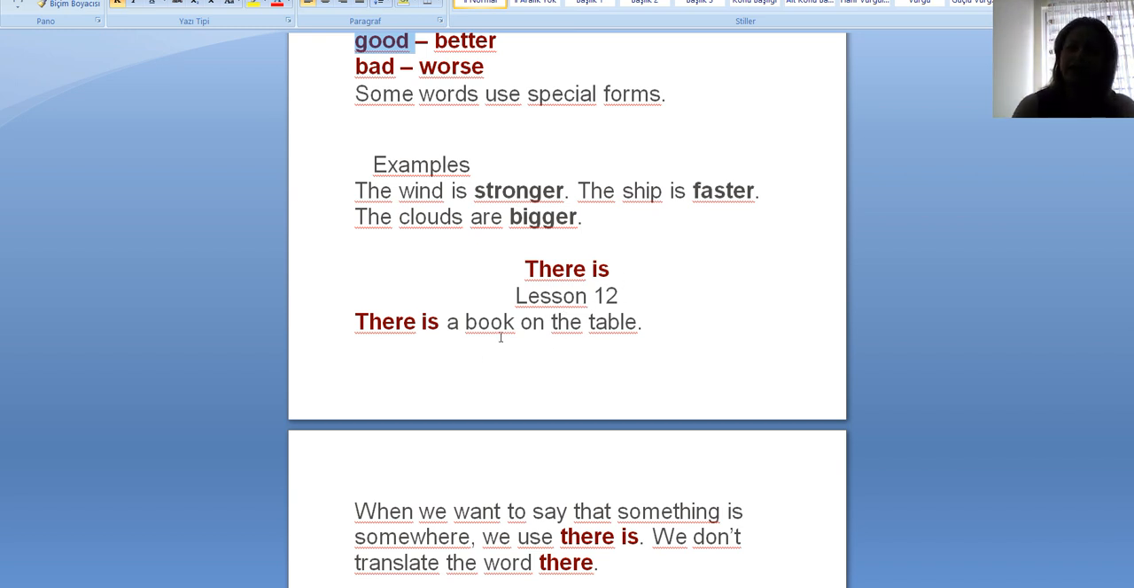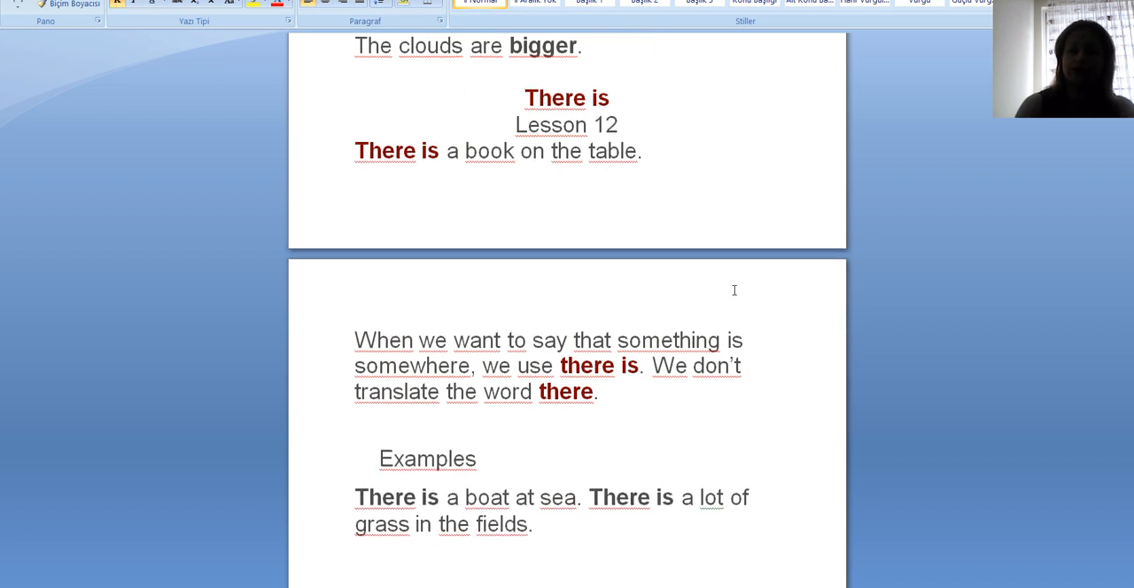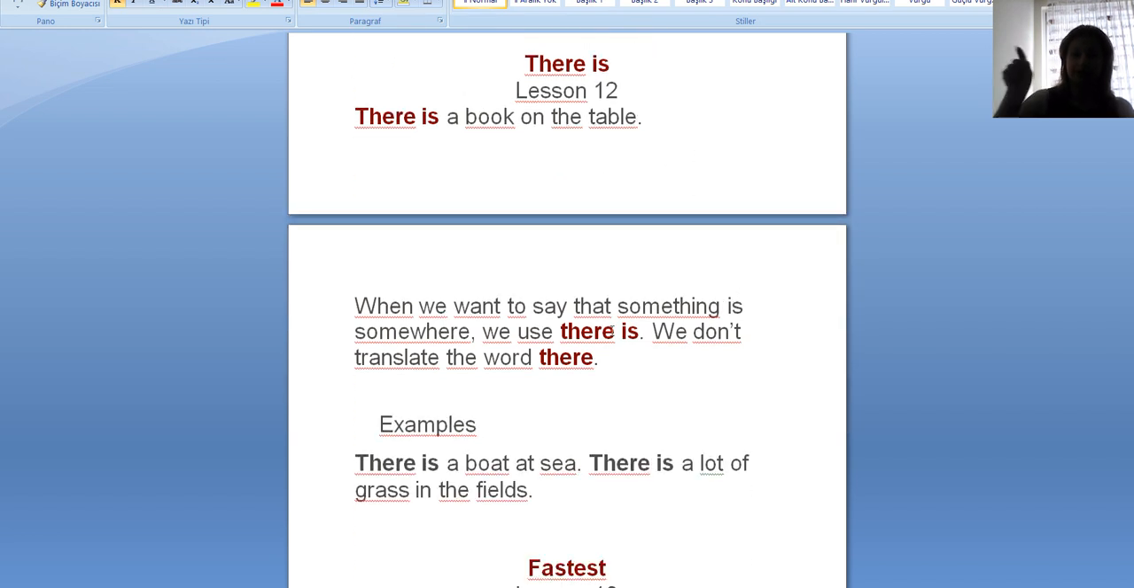Lesson 12. There is a book on the table. There is a book on the table. When we want to say that something is somewhere, we use "there is." We don't translate the word "there."